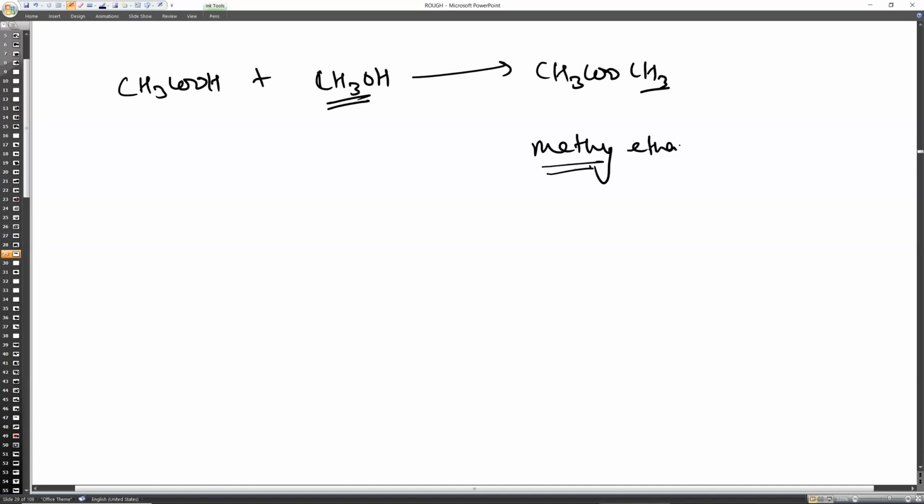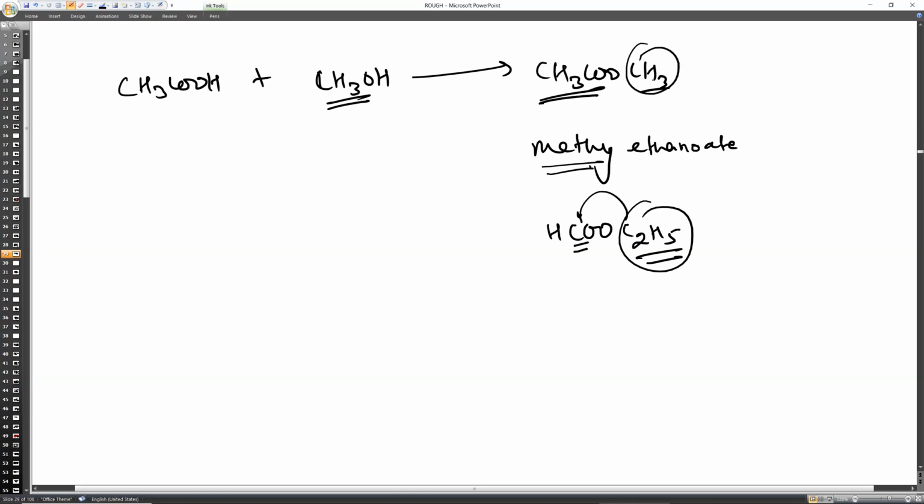This is methyl ethanoate. Okay. And if you write it this way, HCOO and then C2H5, this is ethyl methanoate. Meth for one carbon. Here it is two carbon, so it is methyl for this group, and then eth for two carbon, and then oate. And ethyl for this group, and then one carbon is meth and oate for COO. Okay, this name. Now you understood. Is there any confusion?